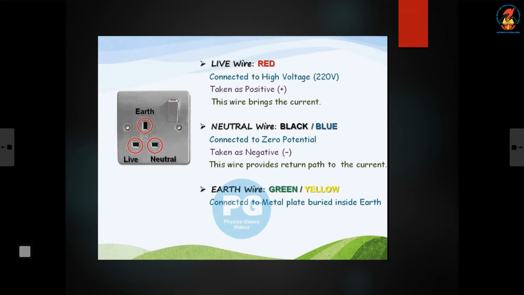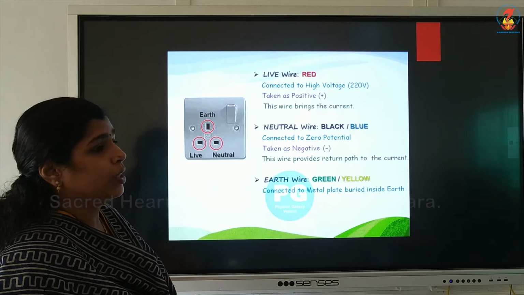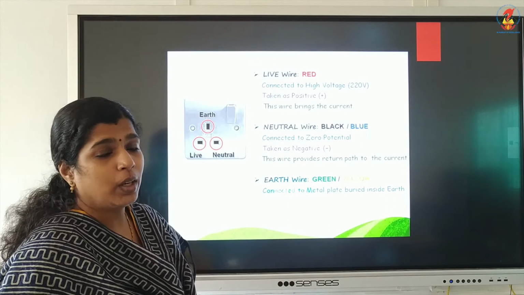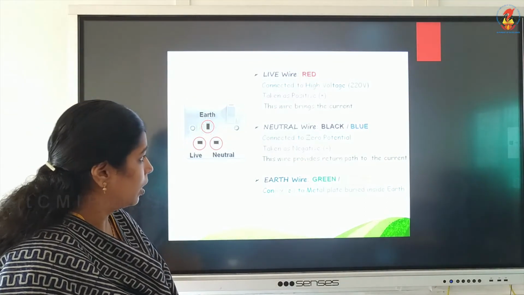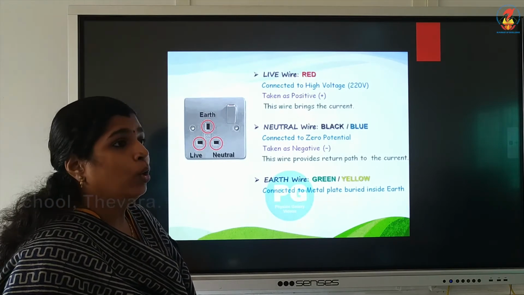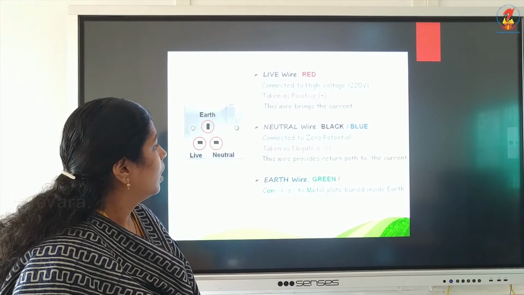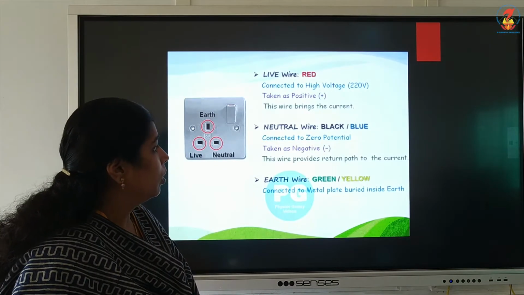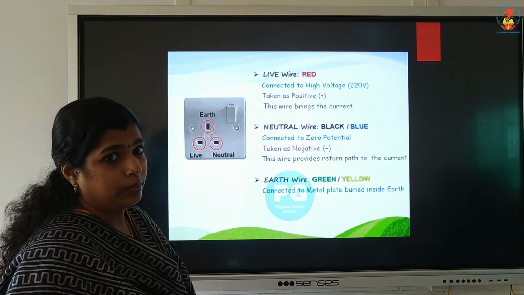Then the other one is a neutral wire, having black or blue insulation. It is connected to zero potential or taken as the negative wire, and that wire will provide a return path to the current. The earth wire, that is either yellow or green insulation, is connected to a metal plate buried inside the earth.